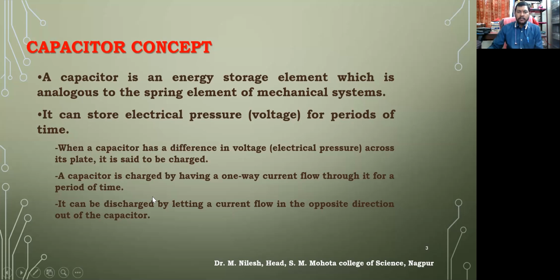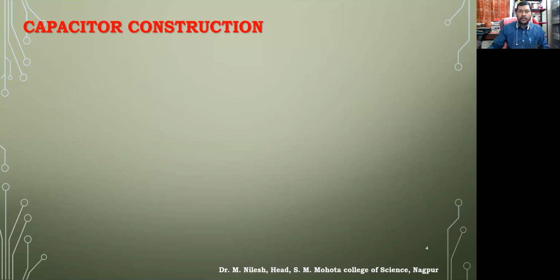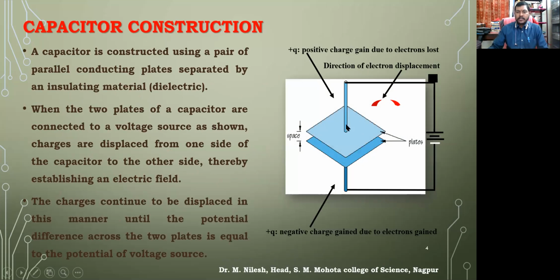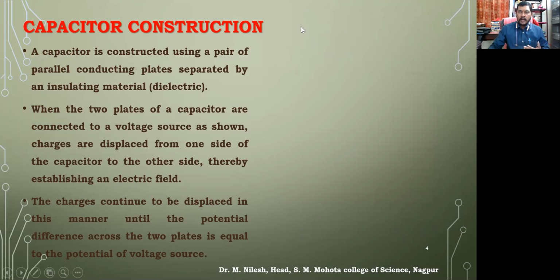A capacitor is charged by having one-way current flow through it for a period of time. We put it to a power supply like this. In the next slide, we are going to show you that construction. Yes. So this is the construction of a capacitor. So we have two plates, and when we apply this polarity, this is positive and this is ground, when we apply the power supply to these plates, then these plates get charged. So the positive terminal is connected over here.